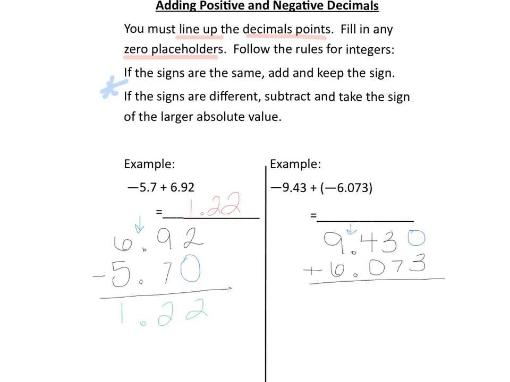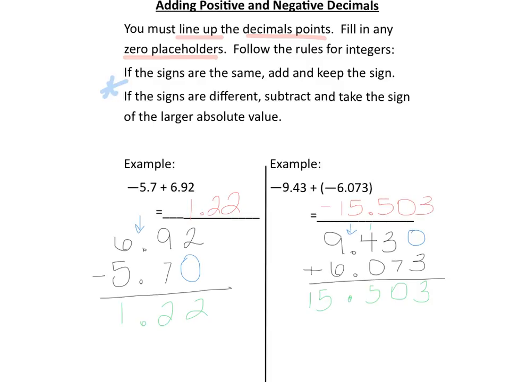Now we can go through the process of adding. 0 plus 3 is 3. 3 plus 7 is 10. Put your 0, carry the 1. 1 plus 4 is 5. 5 plus 0 is 5. Bring down your decimal point. 9 plus 6 is 15. We know it's going to be 15.503. We also know it's going to be negative.